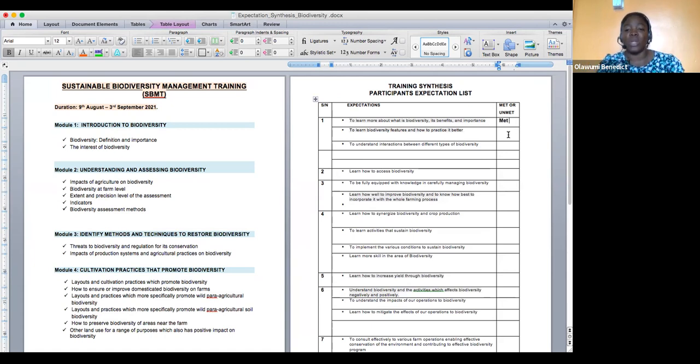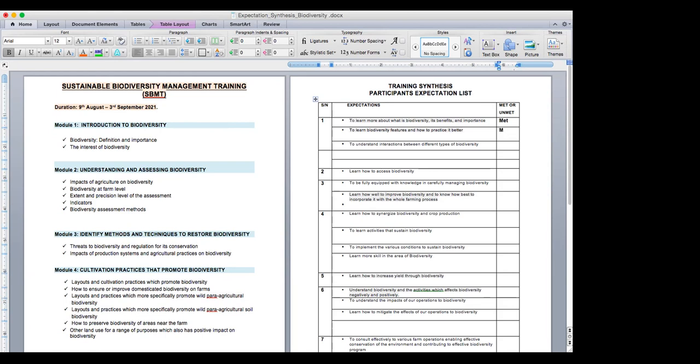So the second one is to learn biodiversity features and how to practice it better. Did we meet this expectation or we did not? Can we unmute ourselves and speak, please? Or we type in the group chats. Did we meet the expectation to learn biodiversity features and how to practice it better? It was met. Okay.